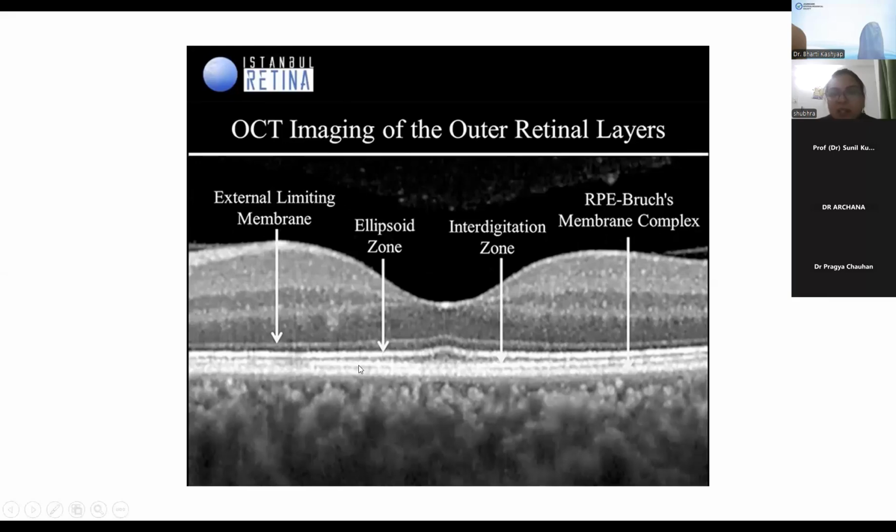So these are the hyperreflective layers in the outer retina that we have, starting from the external limiting membrane. Then we have the ellipsoid zone. Then we have the interdigitation zone. And then we have the RPE Bruch's membrane complex. So going from top to bottom, meaning from vitreous side to RPE, we need to define any OCT of a patient using these layers.